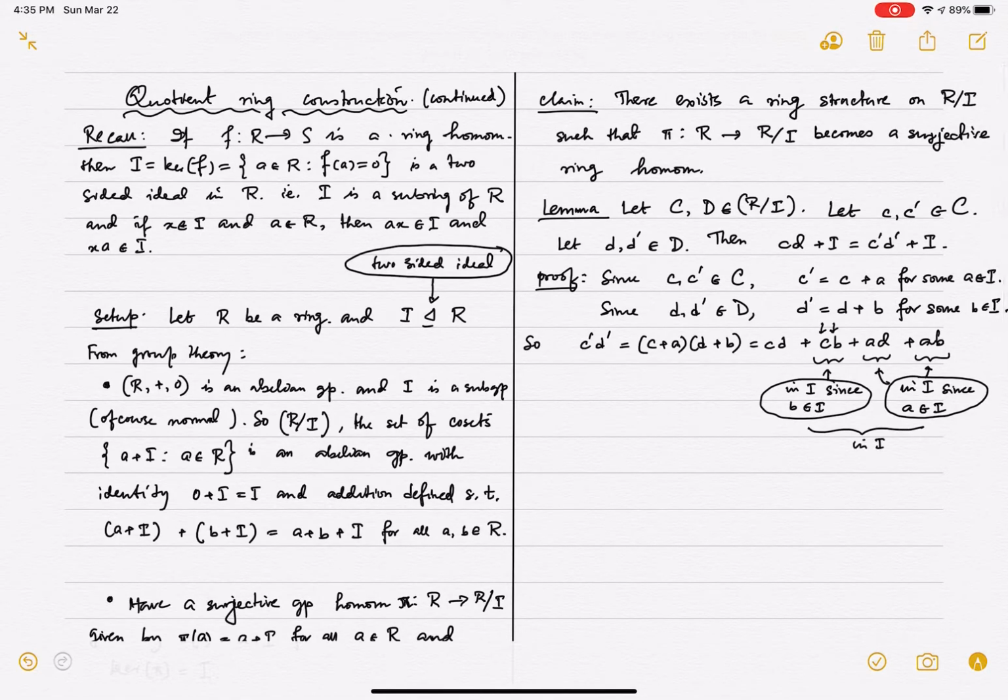Since I is a subring in particular, it's a subgroup in particular. So C prime D prime here is CD plus some stuff that is in I. This thing here is in I, which means C prime D prime minus CD, which is the sum of those three terms, is in I. So C prime D prime and CD are in the same coset. And that's the lemma. Okay. And now once you have this, you're good.